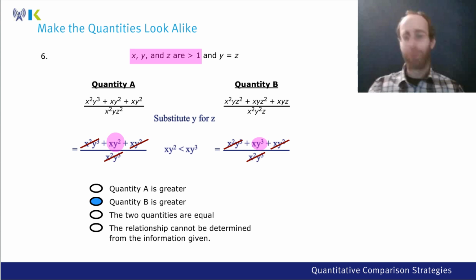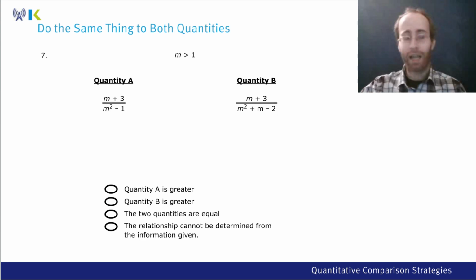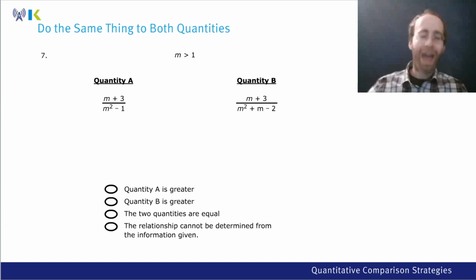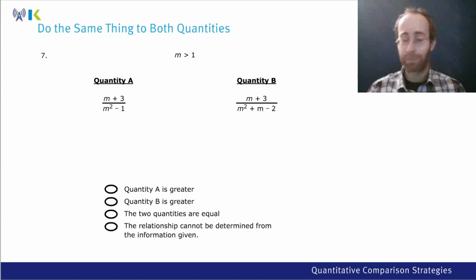Now, some of you are thinking, oh boy, well, what's the third strategy? Well, there are times on the GRE where the test makers will set up a question so you cannot make the quantities look similar to each other by doing things to them independently. But what you can do is make them look more similar to each other by doing the same thing to both. So don't worry, this is not a new strategy that you have to learn. Instead, the idea here is that we do the same thing to both quantities so that they look more similar to each other. I'm going to do a question with you, and I'm going to give you a couple of questions to try entirely on your own.